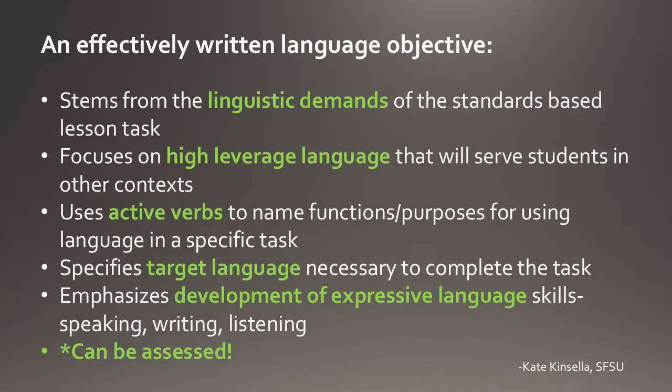Specifying the target language necessary is crucial. Again, it's asking what language is required to complete the task. If the task is to write a summary of an informational article, then what words and structures would an English learner need to do that? The objective should promote speaking, writing, and listening, the expressive skills that English learners need to be practicing daily. And finally, it should be measurable so that the teacher can know if students attained the stated goal and what steps to take next in instruction.